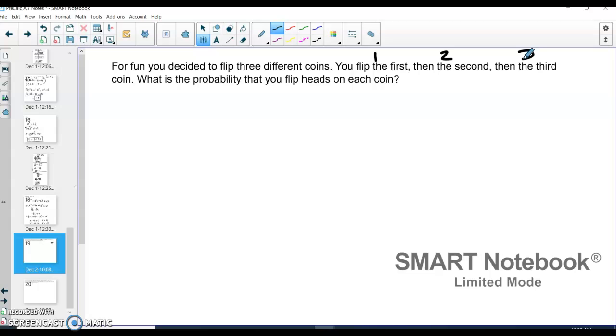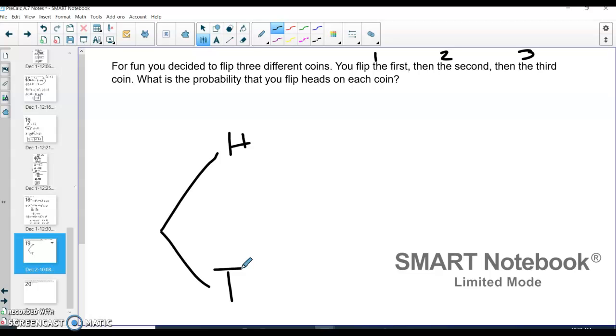And now I'm looking at this first event because that's going to dictate what my first branches are. So I'm thinking, what are the possible outcomes of my first event? Well, if we're talking about flipping a coin, there are 2 possible outcomes. It's either going to be heads or it's going to be tails. Okay, so that's my first event.